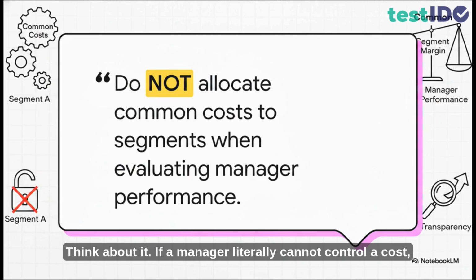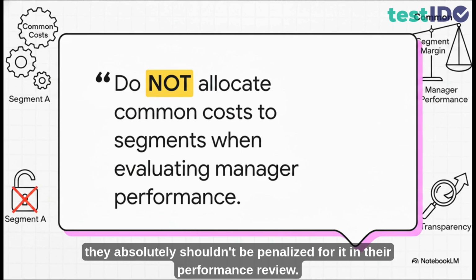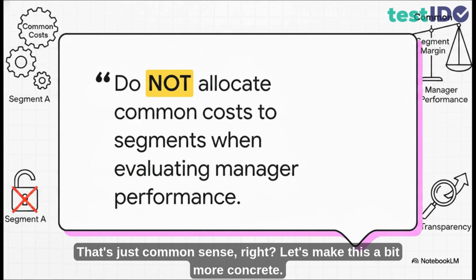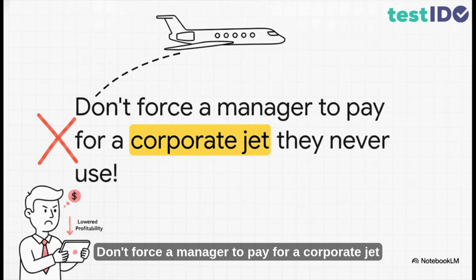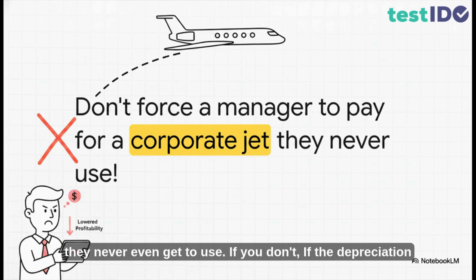If a manager literally cannot control a cost, they absolutely shouldn't be penalized for it in their performance review. That's just common sense, right? Let's make this a bit more concrete. Don't force a manager to pay for a corporate jet they never even get to use.